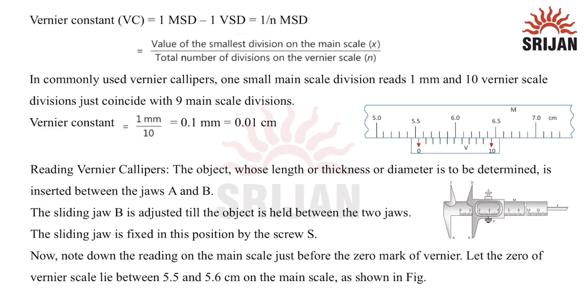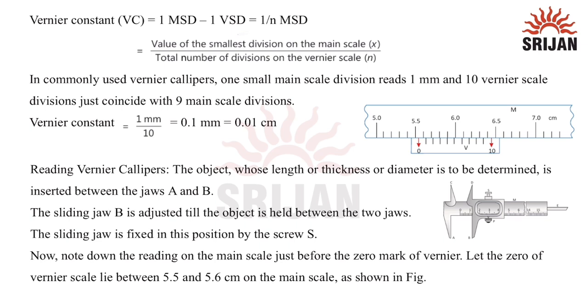Let's take a simple example. In a commonly used vernier caliper, one small main scale division reads 1 mm and 10 vernier scale divisions just coincide with 9 main scale divisions. Now the vernier constant will be the smallest value on the main scale, that is 1 mm, divided by the total number of vernier scale divisions, that is 10. That would be equal to 0.01 centimeters.